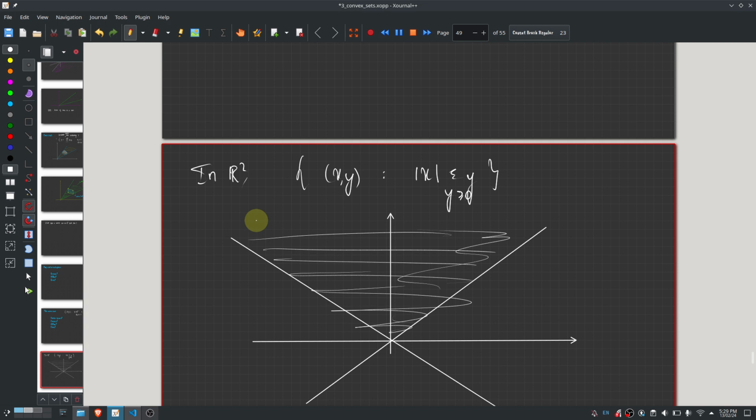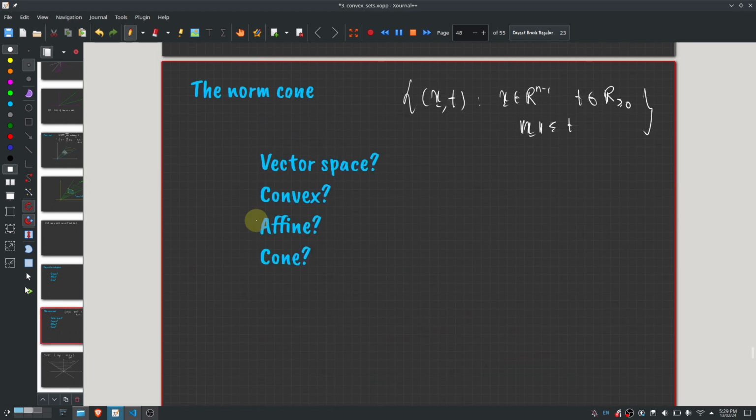In R3, what would this look like if I take the L2 norm? Yes, that would correspond to your ice cream cone. So obviously, by definition, it's a cone, but you can still verify that it satisfies the properties. So check.